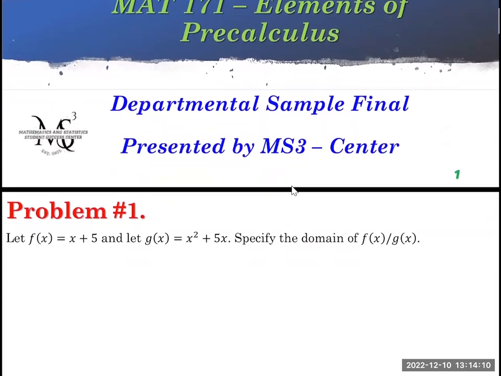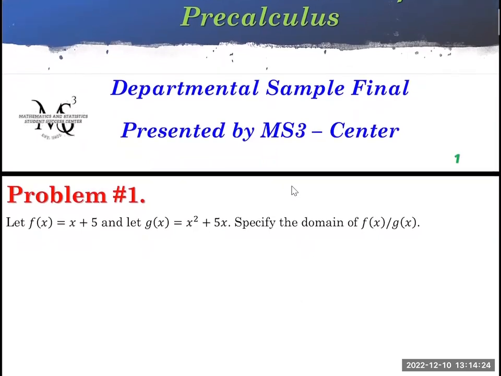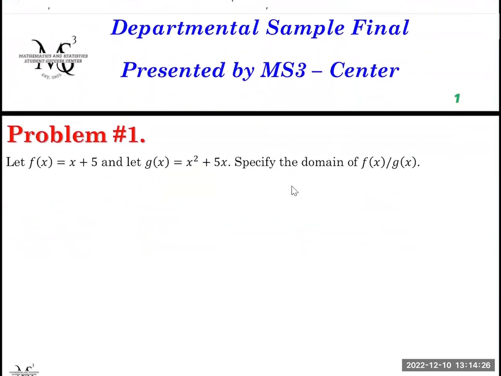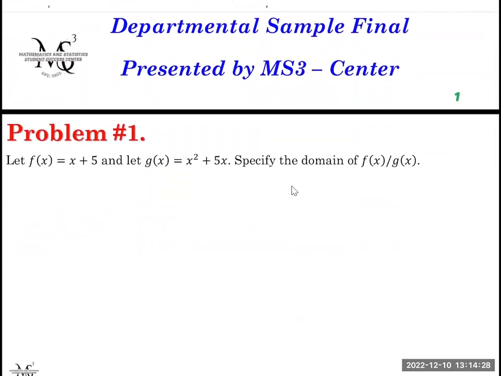Problem number one on your sample final. Your instructors probably gave it to you, or it's on your website. As I go through each slide, these are the problems on the 171 sample final. Problem one states: let f of x equal x plus 5 and let g of x equal x squared plus 5x. Specify the domain of f over g.